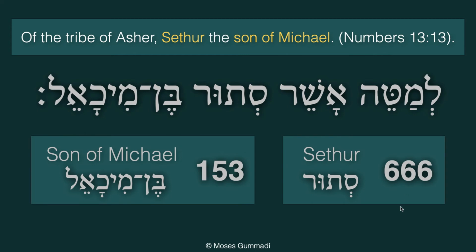That is well known. Now, what is not so well known is that the next one, the title, the son of Michael, is 153. Now, what may be the significance? Well, I can't tell you now, at least, maybe in the future sometime. But I'm trying to show you the places where 153 and 666 occur together.